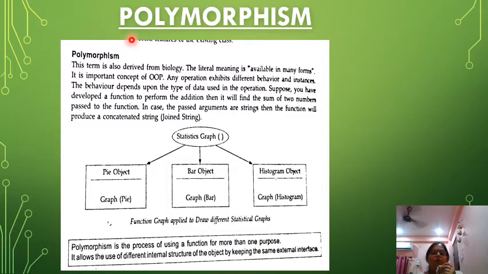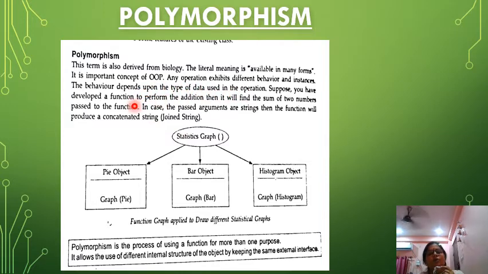Now, last one, polymorphism. Polymorphism also means available in many forms. Okay, see, it is a most important concept of OOP. Any operation exhibits different behavior in different instances. The behavior depends upon the type of data used in the operation.